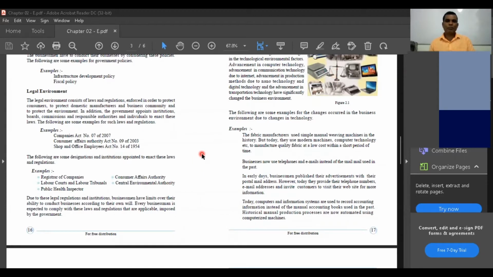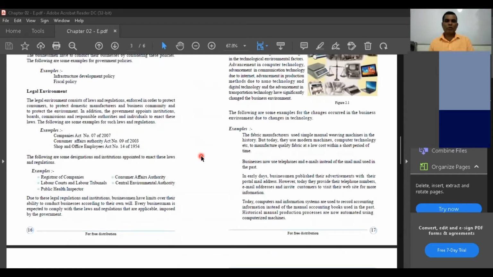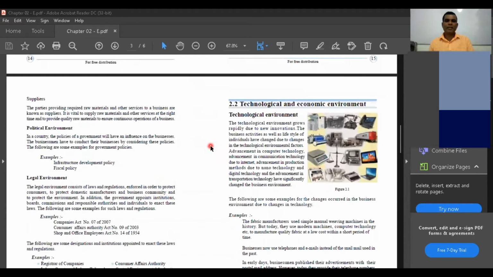Then let's move on to the next part. Look at the next part, what we call the other environment factors. We are going to discuss the technological and economic environment. Now please write down this question: explain what the technological environment means and give some examples regarding the technological environment.